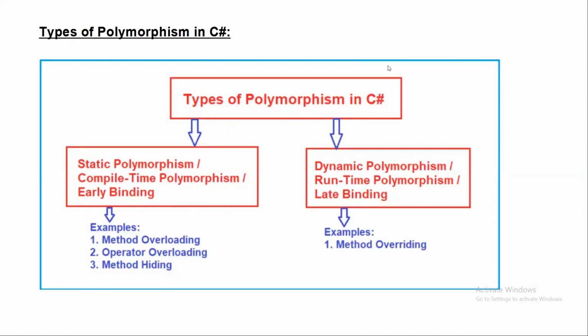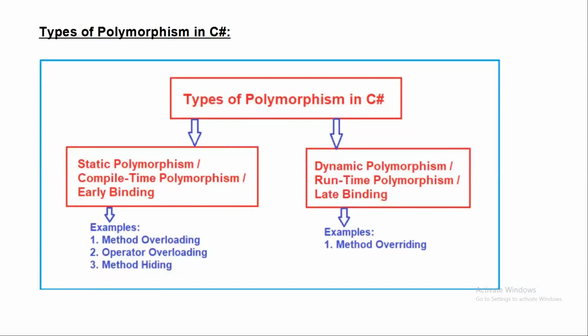Okay, no problem. So we have two types of polymorphism. It is everywhere in all object-oriented programming. One is static polymorphism and another is dynamic polymorphism. You can also refer to static polymorphism as compile time polymorphism or early binding. Dynamic polymorphism you can call runtime polymorphism or late binding.